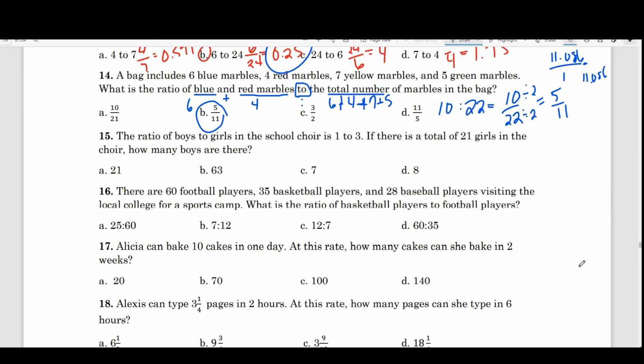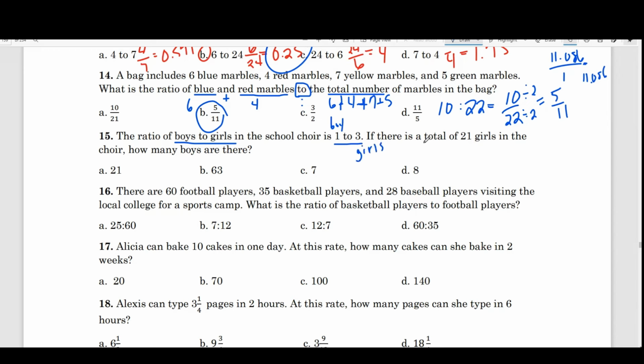Number 15 says, the ratio of boys to girls in the school choir is 1 to 3. If there is a total of 21 girls in the choir, how many boys are there? So this is an example of finding a missing value given a ratio. So I know that we're looking at boys to girls, which is 1 to 3, which means for every 1 boy, there are 3 girls.